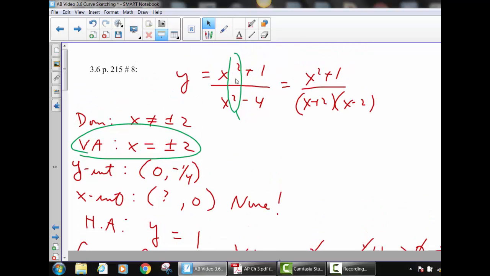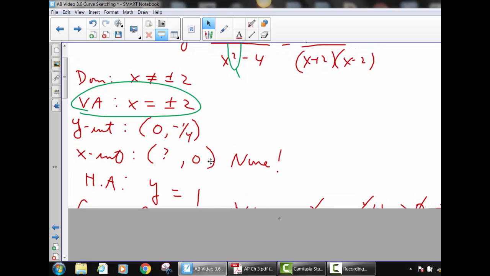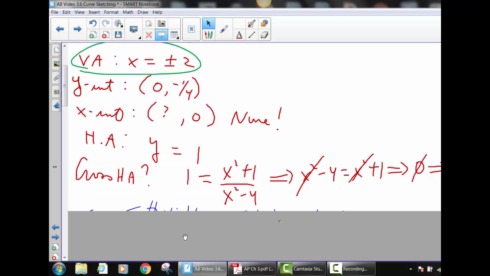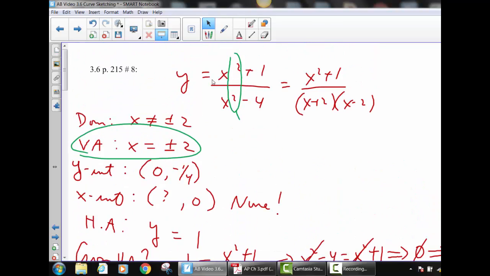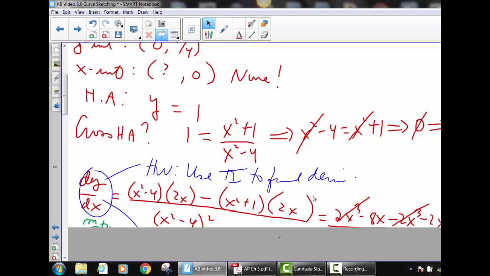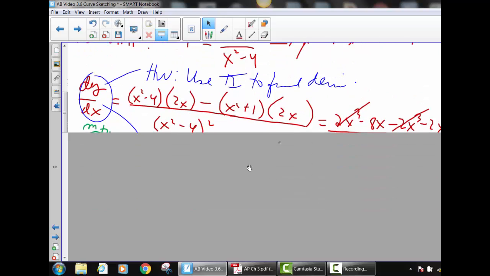Horizontal asymptote: degree of the top equals degree of the bottom, so it's y equals leading coefficient over leading coefficient. Make sure you give me an equation with a variable equals, not just a number. Right away, does it cross the horizontal asymptote? You take your original function, replace the y by the horizontal asymptote value, and try and solve. When we try and solve, again, it doesn't. Okay? Now, we're going to try the first derivative test.